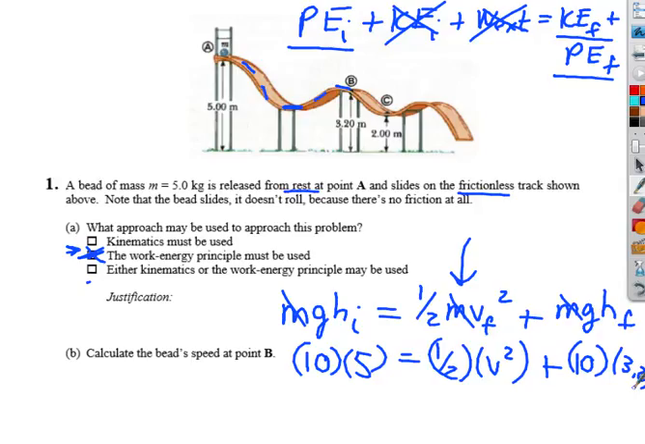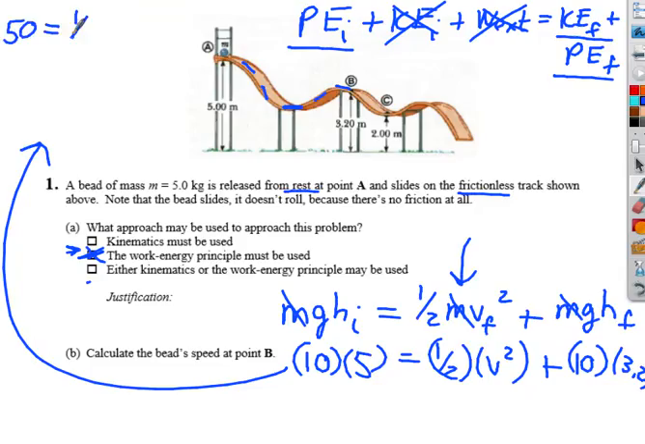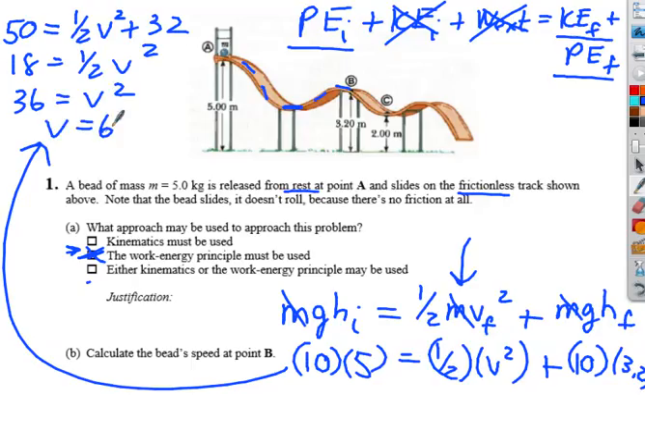Okay? I'm going to speed this up. I'm going to go up to the top so I have some space here, so pay attention up here. It's going to be 50 equals 1/2 v squared plus 32. So this will equal 18, 1/2 v squared. Obviously, you don't need to, I'm trying to show every step to make sure we're clear. This is going to be 36 equals v squared, and so v will equal 6 meters per second. 6 meters per second. That is my final velocity at point B. So that's B. Let's move on.